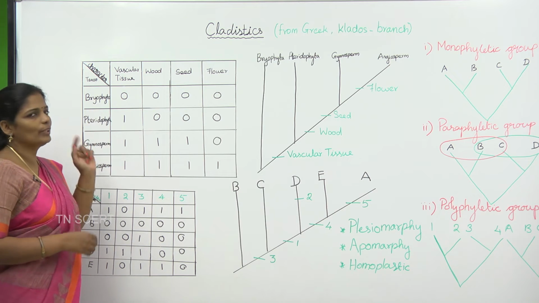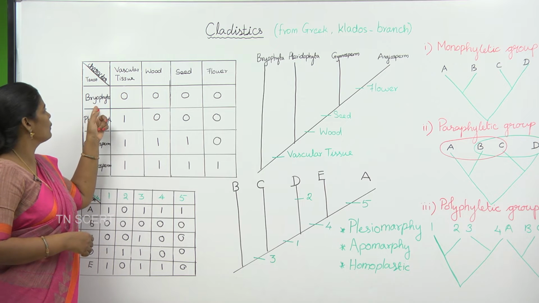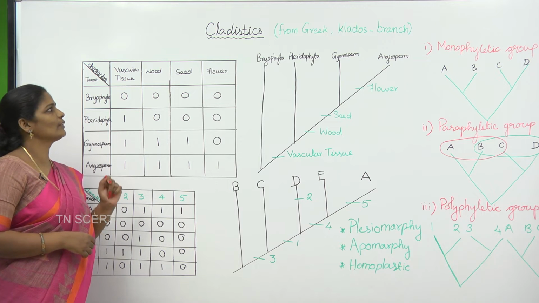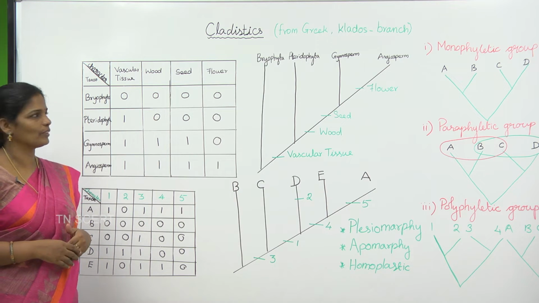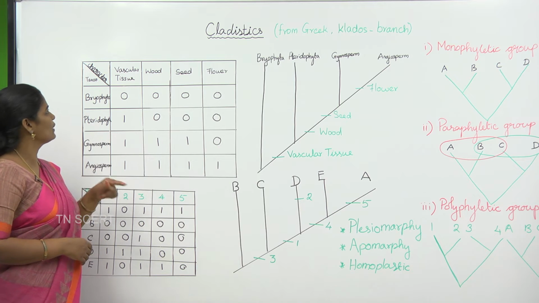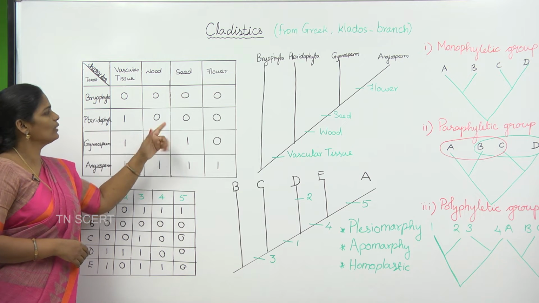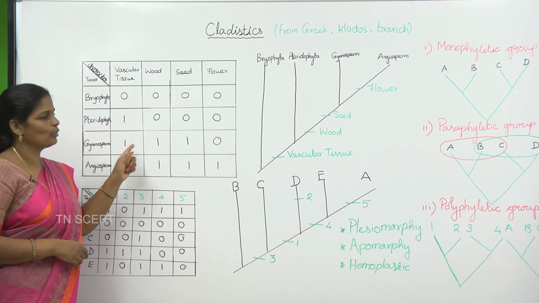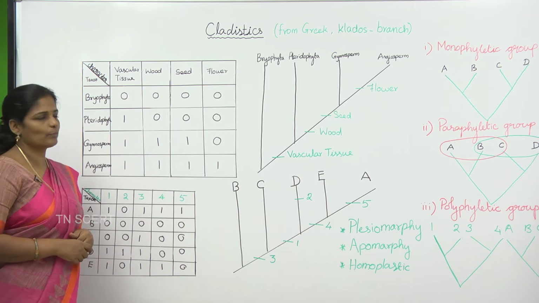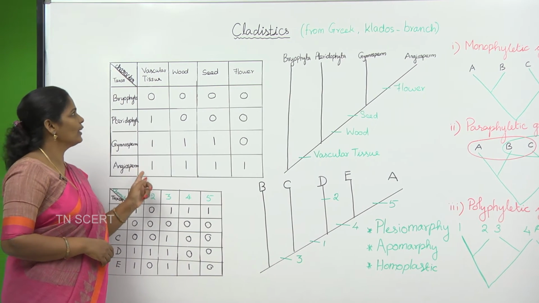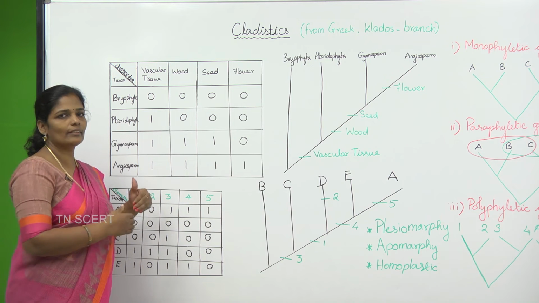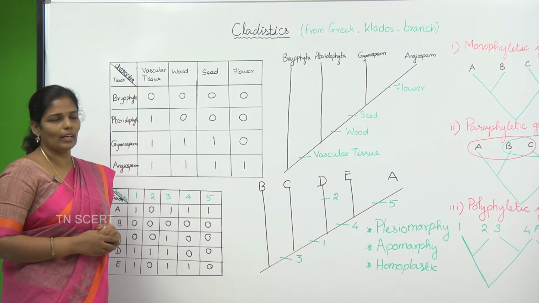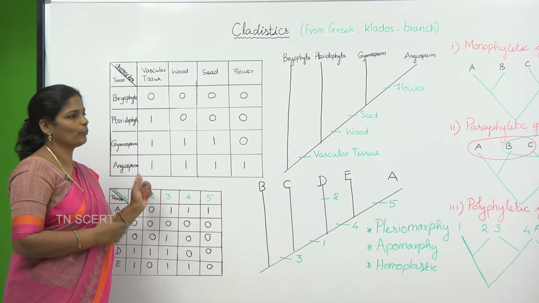Okay. So, what can you observe from this table? In the case of Bryophyta, vascular tissues are absent, wood is absent, seed is absent and floral character is also absent, isn't it? Whereas in the case of Pteridophyta, they possess vascular tissues and all other characters are absent. Whereas in the case of Gymnosperm, they possess vascular tissues, wood, seed, whereas flower is absent. And Angiosperm consists of all the 4 characters under study.